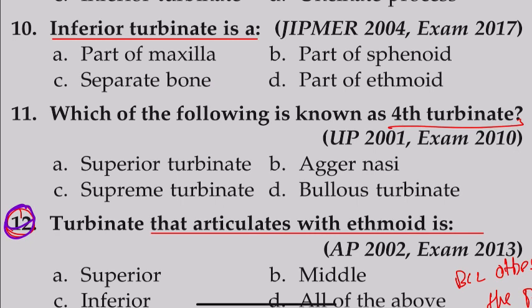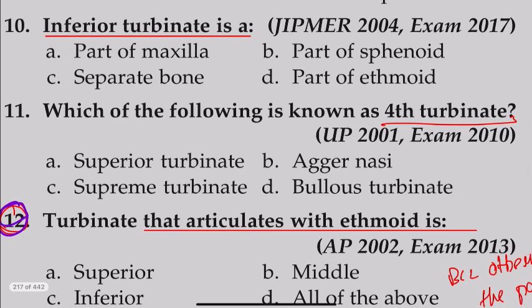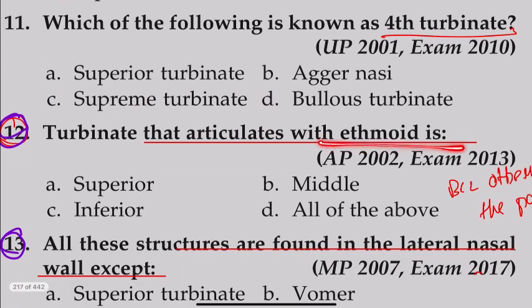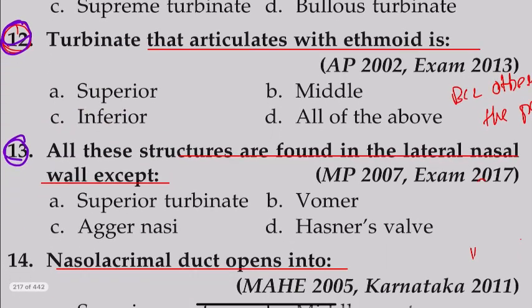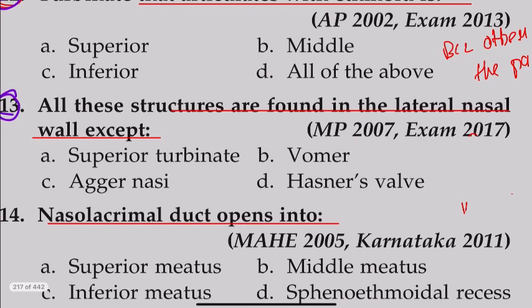Which of the following is known as the fourth turbinate? The fourth turbinate is the supreme turbinate. Which turbinate articulates with the ethmoid? The inferior turbinate, not the others, because the superior and middle turbinates are themselves part of the ethmoid bone. So the inferior turbinate articulates with the ethmoid.